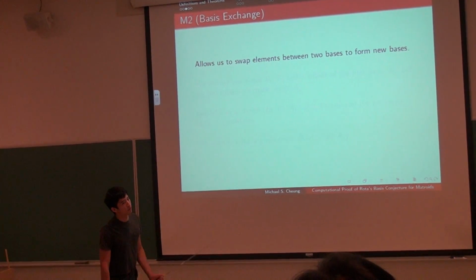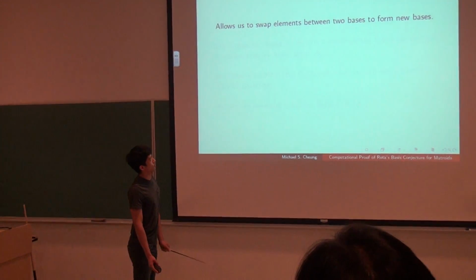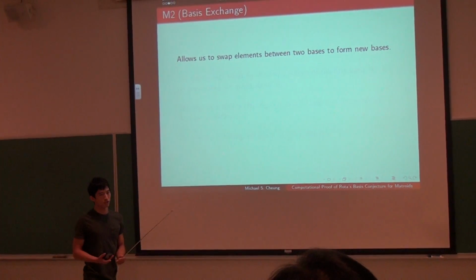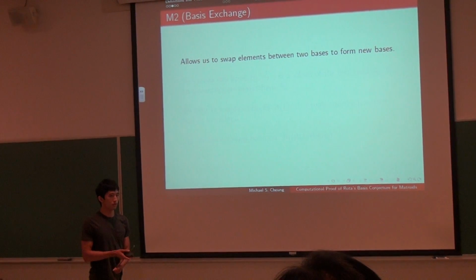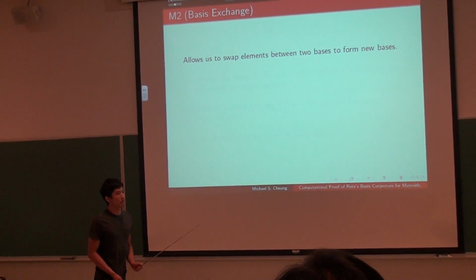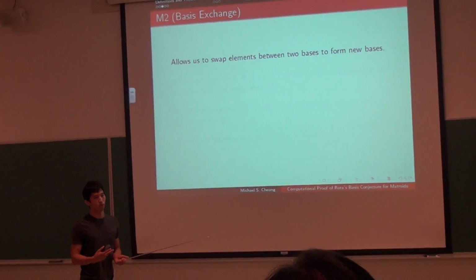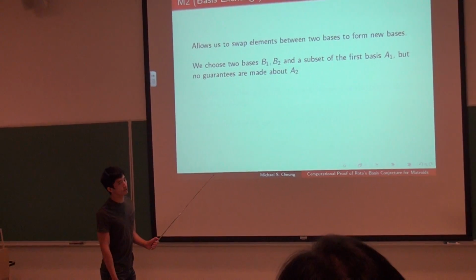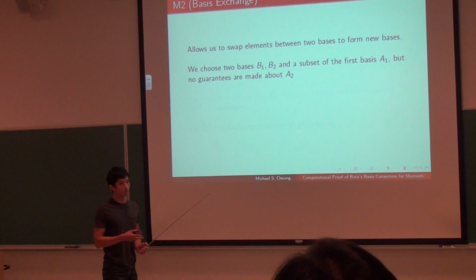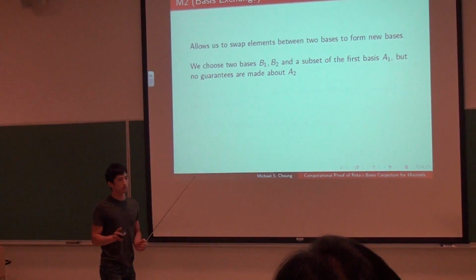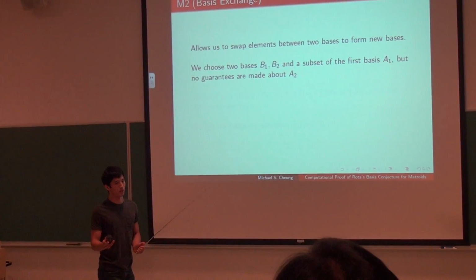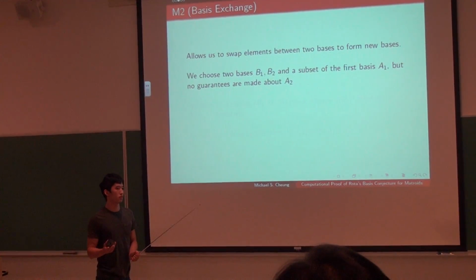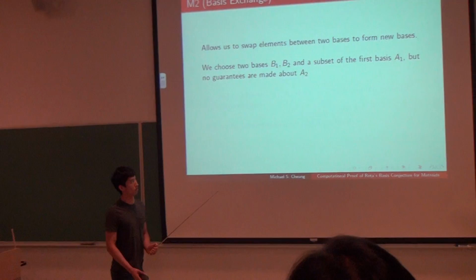Okay, so back to the basis exchange property. It basically allows us to swap elements between two bases to potentially find bases that you didn't know were bases before, if you don't know the full matroid. So you choose two bases, and a subset of the first basis, but you're not guaranteed what the subset of the second basis is going to be that you can swap it with, other than it's going to be of the same order, because you want the resulting bases to be of the same order.